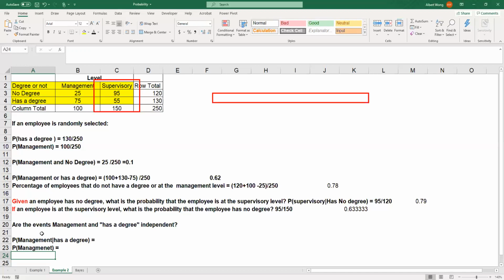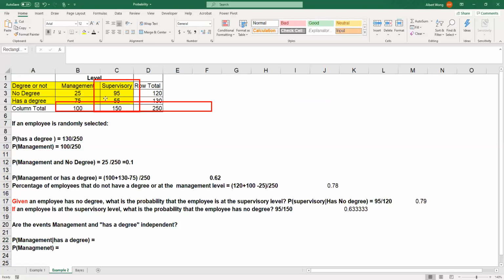So how do we know whether the two events are independent? We calculate these two types of probability and compare them. Right, so now let's calculate the first one. The first one is, given the employee has a degree, what is the probability that the employee is at the management level? So how do we do that?